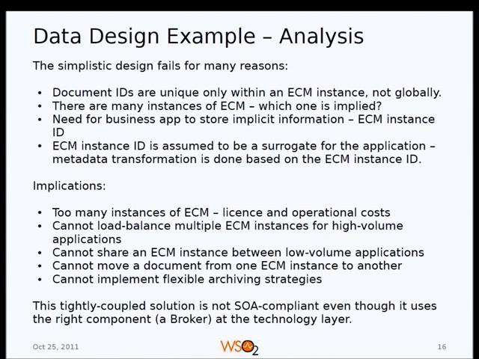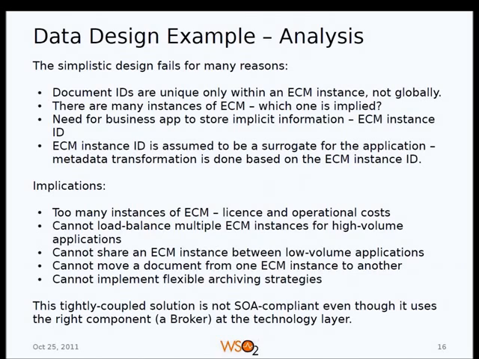So some smart designer decided that, hey, we're getting the ECM instance ID anyway. Why don't we treat that as a surrogate for the application itself? And we can do our metadata transformation based on that ECM instance ID. So all of these decisions look quite reasonable, but the implications are quite severe.